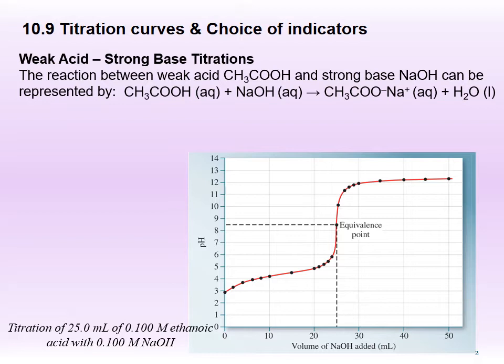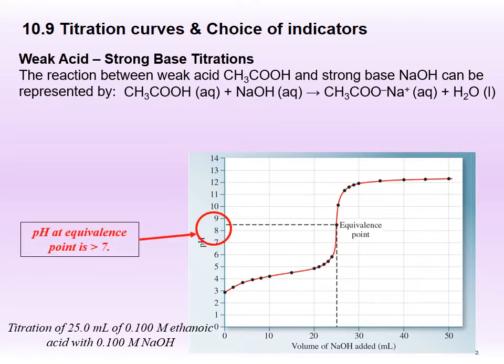Adding just a little drop of the NaOH solution so that exactly 25.0 mL has been added causes a sharp rise in pH from around 7 to 10 as the equivalence point is reached. Equivalence point occurs when pH is equal to 8.5, that is greater than 7. Beyond the 25.0 mL mark, the pH slowly increases as more NaOH solution is added.